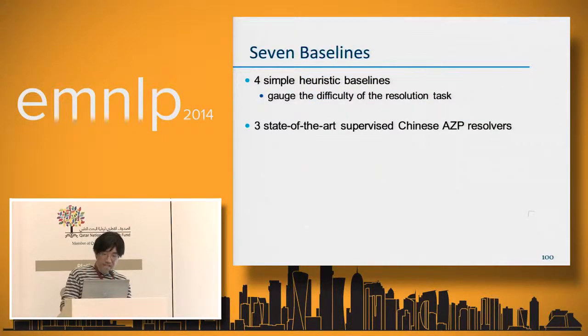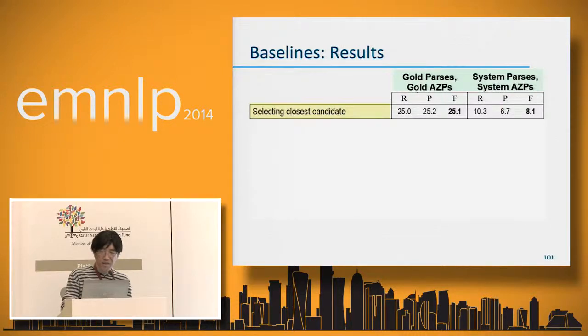We have 7 baseline systems. 4 of them are simple heuristic baselines that are used to gauge the difficulty of this resolution task. And we also have 3 state-of-the-art supervised Chinese anaphoric zero pronoun resolvers. So let's take a look at the results that are expressed in terms of recall, precision, F-measure under setting 1 and setting 3. Here we have the results of the first heuristic baseline system, which always selects the closest candidate to be the antecedent of the zero pronoun. Here are the results of the second baseline, which always selects the closest subject as the antecedent.